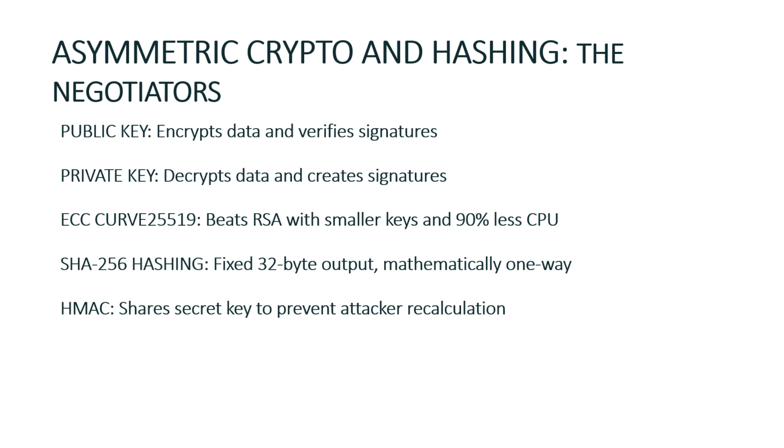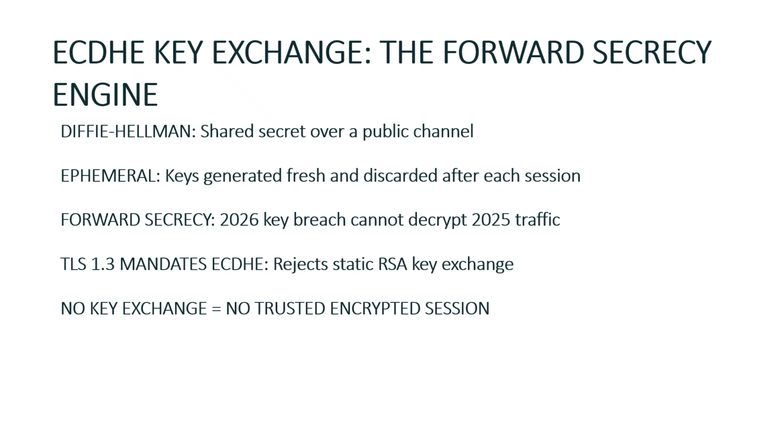SHA-256 hashing produces a fixed 32-byte output and is mathematically one-way. You cannot reverse a hash. HMAC incorporates a shared secret key into the hash to prevent attackers from recalculating valid checksums.